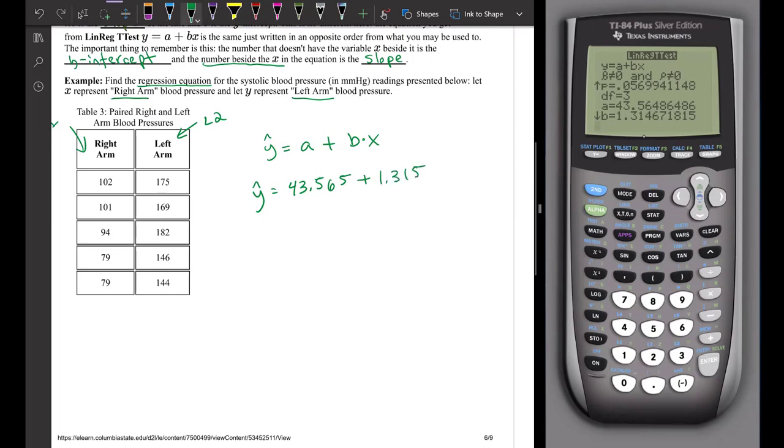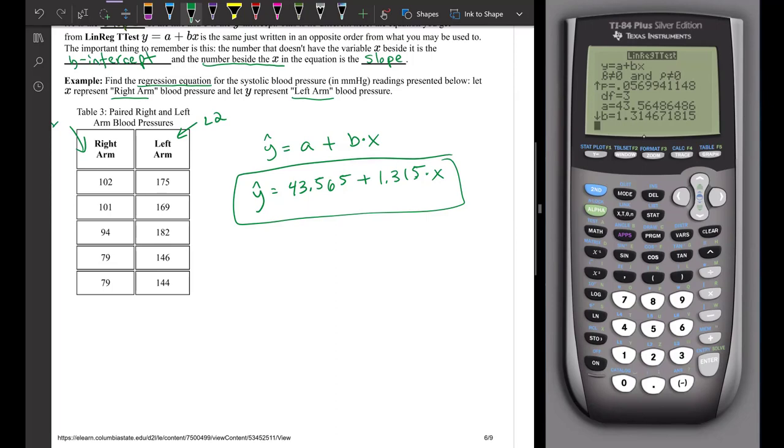1.315. And then you're just going to put a variable x. You have to have that variable x. A lot of people leave that off. That variable x represents the relationship between x and y. You have to have the x in your linear equation. And that will be your line of best fit that will model your data right there.